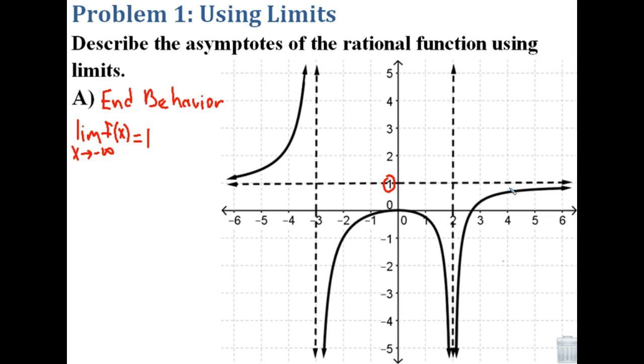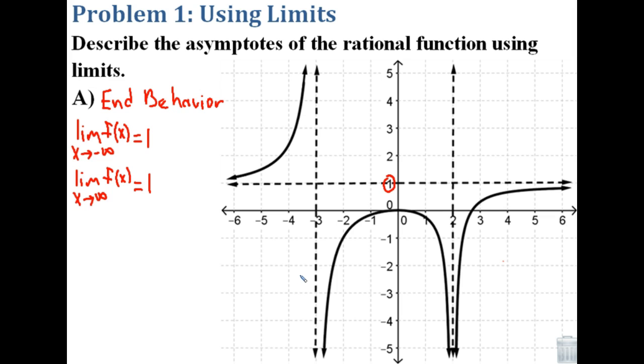Same idea for the far right side of the graph. As x continues off to the right, we'd write that as the limit as x goes towards positive infinity of f of x. And that's equal to 1 as well. That's the same asymptote. So we'll just say that limit is equal to 1 also. In most cases, as long as you don't have a slant asymptote, rational functions are going to have the same limit for negative infinity and positive infinity. Alright, so there's our end behavior.